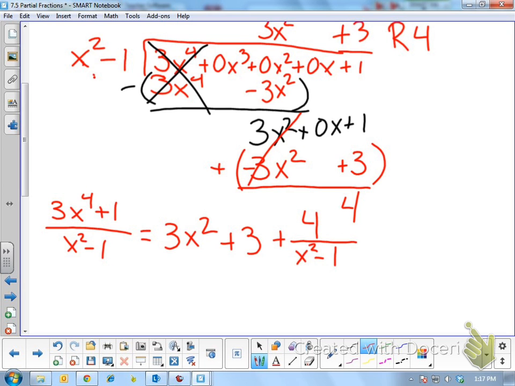So now I do have some things I could integrate. What could I integrate on that right side so far?